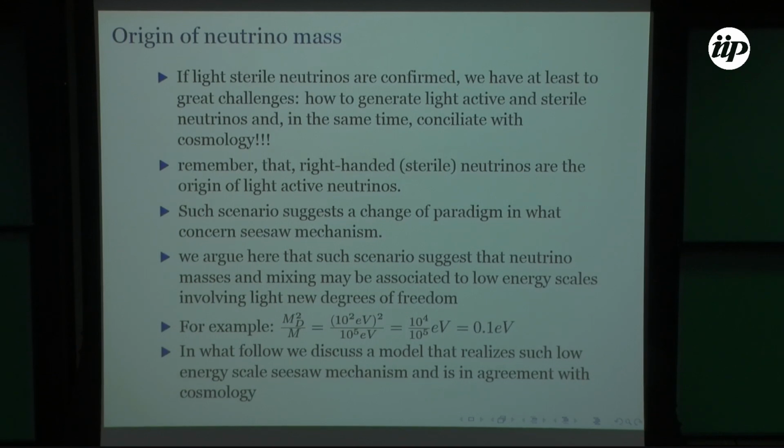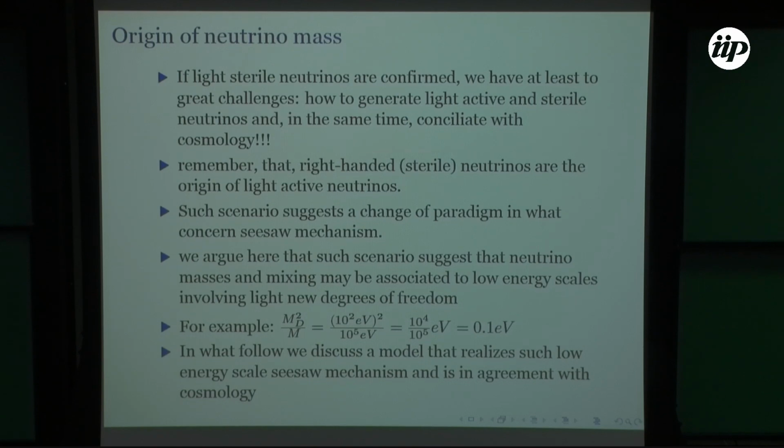So the idea of the model is the following. If sterile neutrino is confirmed, you have to review the idea of the seesaw mechanism. You cannot have the seesaw mechanism with a sterile neutrino with mass in the eV scale. How can you realize the seesaw mechanism? I don't know.